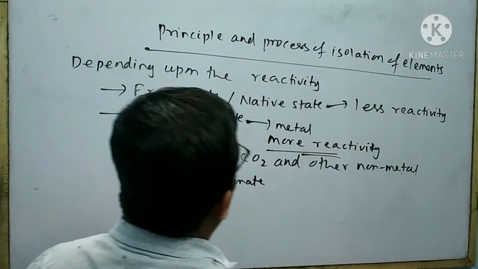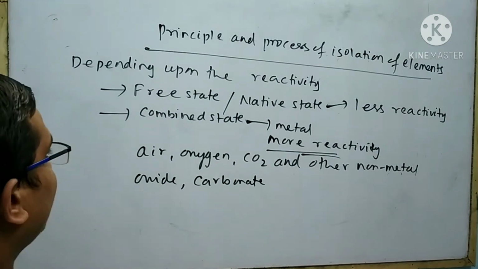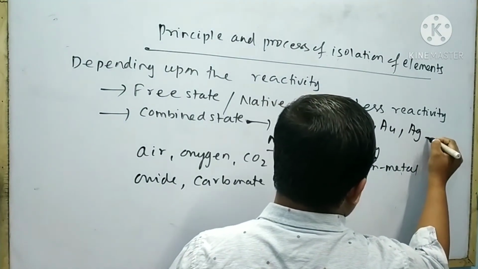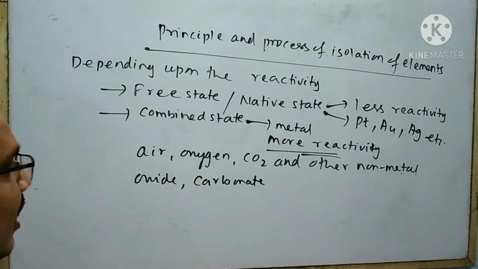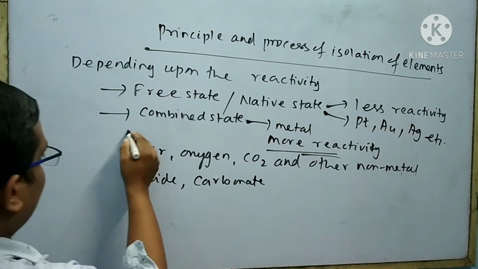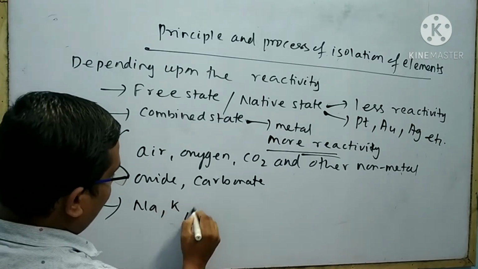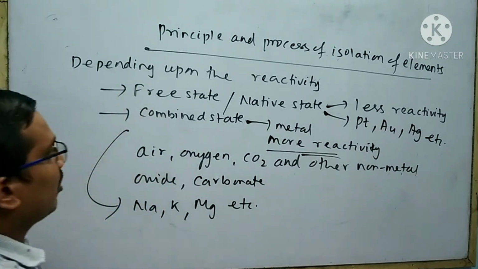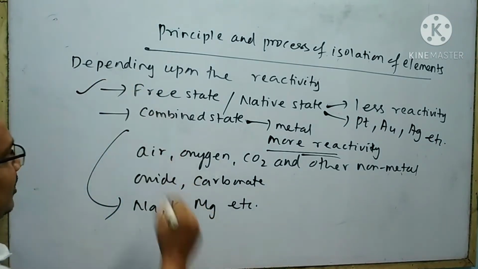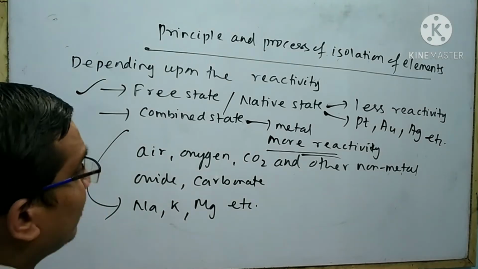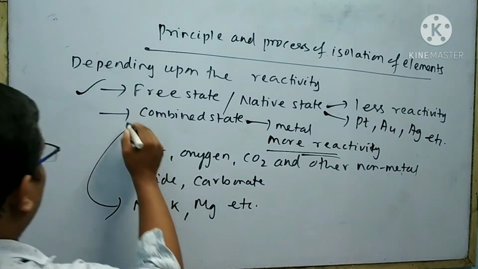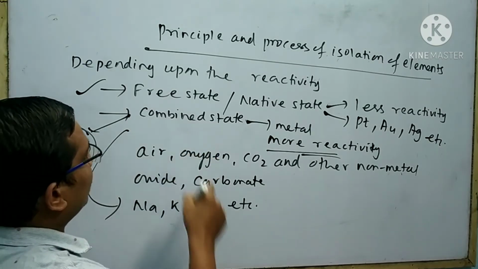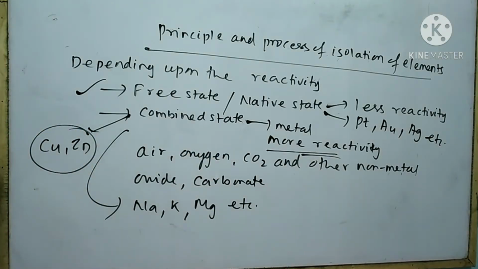The examples of the metal which are generally found in free state are platinum, gold, silver, etc. The metals which are generally found only in combined state are sodium, potassium, magnesium, etc. Some of the metals also occur in nature in both states, that is free state and combined state. The examples of such type of metal are copper, zinc. Such type of metal is generally found in both states, that is free state and combined state.